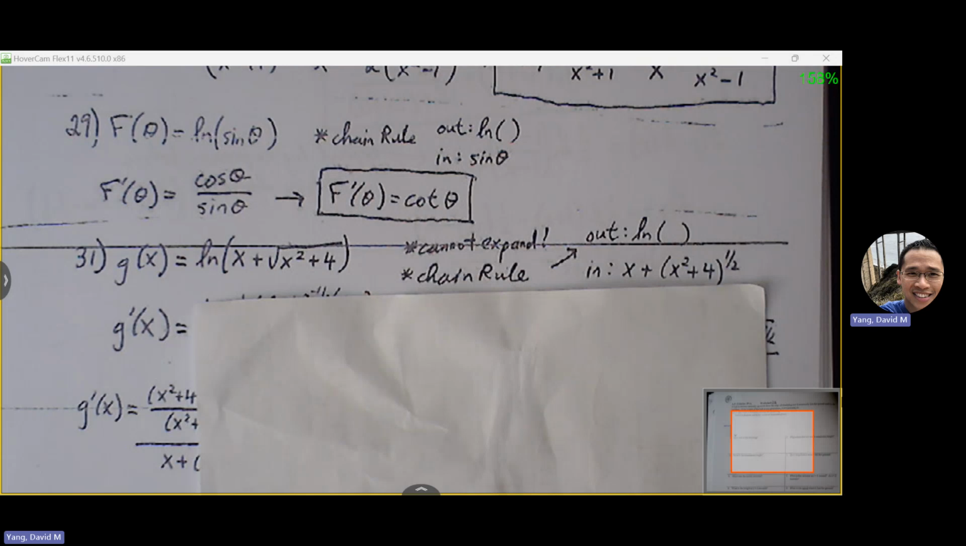Can I use log properties here? I can't. I don't have a rule for natural log of A plus B. This is not the same thing as natural log of A plus natural log of B. This is inside the log term. We can't distribute unless this is a standalone term, but this is not. The rule is natural log of AB can be expanded as natural log of A plus natural log of B, but natural log of A plus B is stuck.